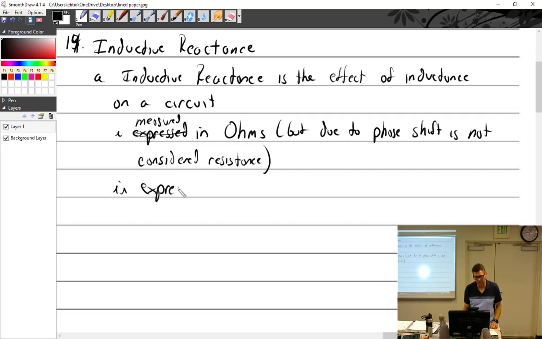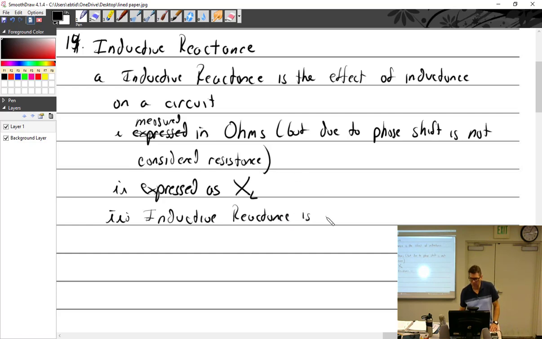So, expressed as X of L. And inductive reactance is proportional to the inductance and the frequency.